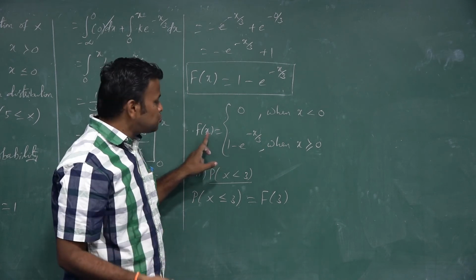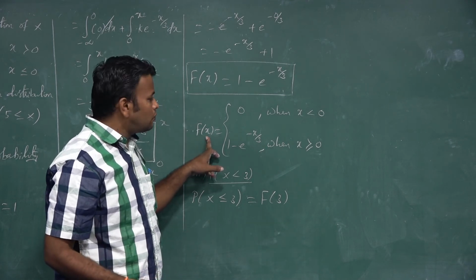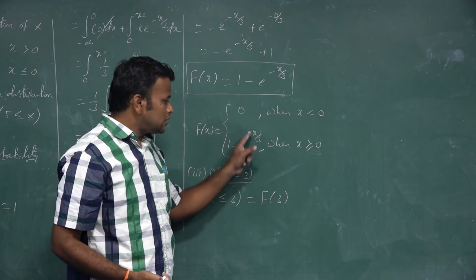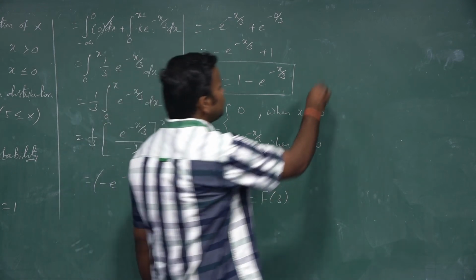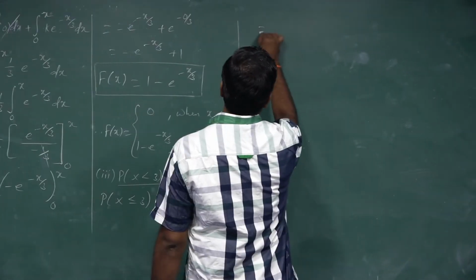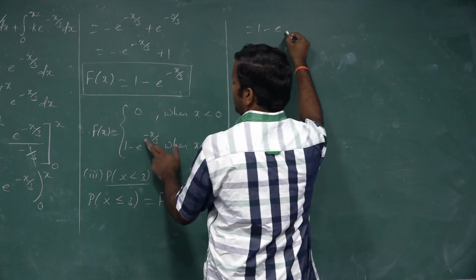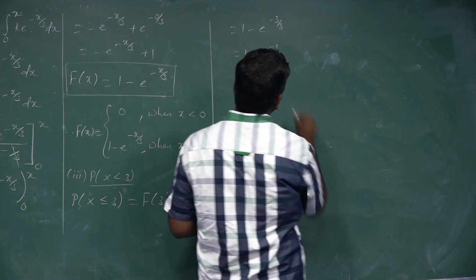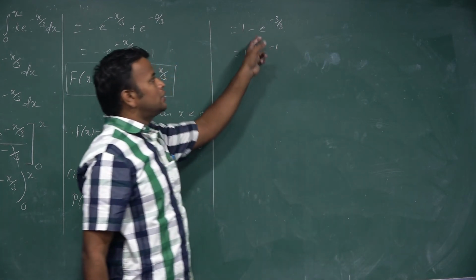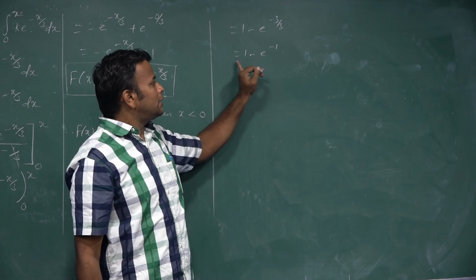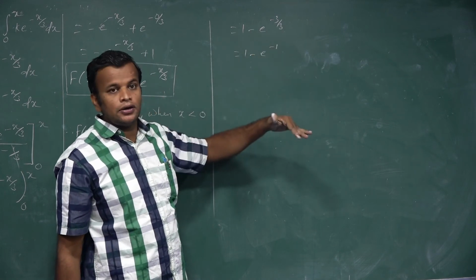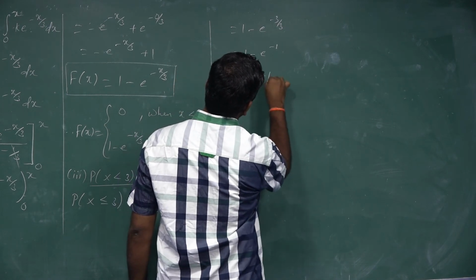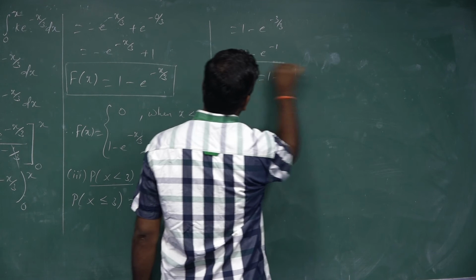So we replace x by 3 in f of x. So that value is 1 minus e power minus x by 3, where x is 3, so minus 3 by 3. So the value of f of 3 is 1 minus e power minus 3 by 3, which is 1 minus e power minus 1. We can leave it as it is, or write it as 1 minus e inverse, or 1 minus 1 by e also. So the value of P of X less than 3 is 1 minus e power minus 1.